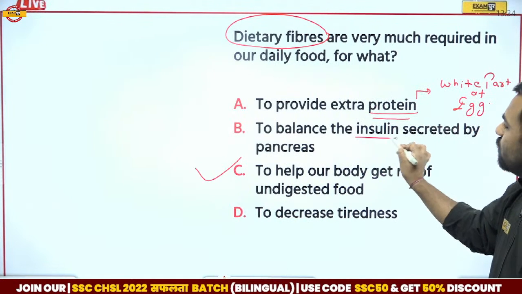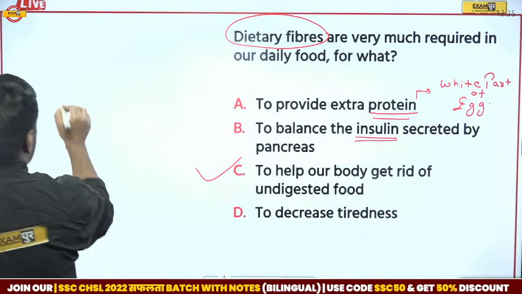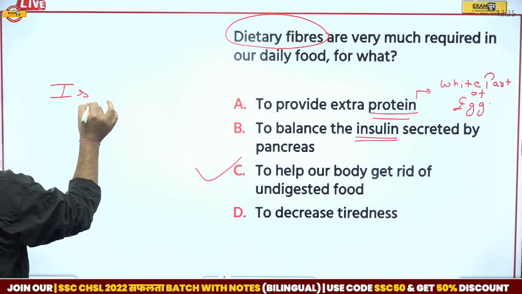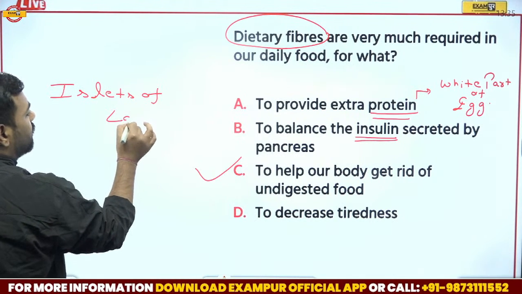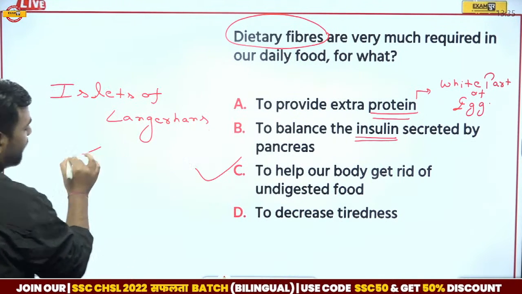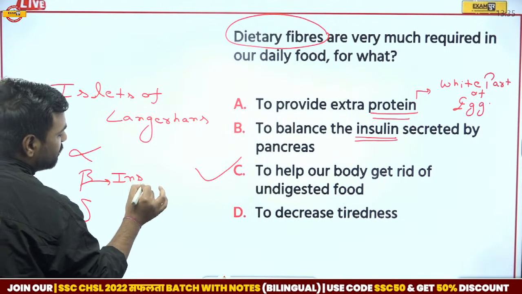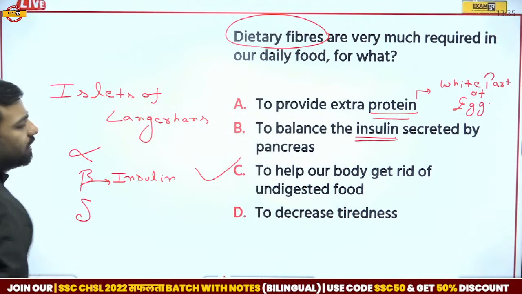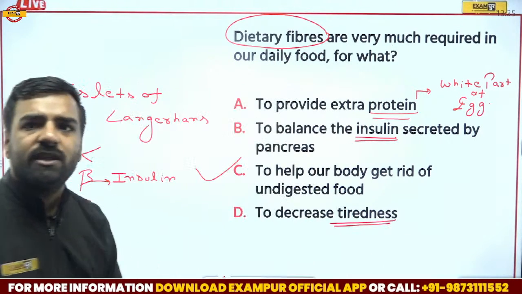If I talk about insulin, from where is this insulin secreted? This is also asked in the examination. So let me tell you, when we talk about the islets of Langerhans, in the islets of Langerhans we have alpha, beta, delta cells, where beta cells actually secrete insulin, right? So if I talk about tiredness, why does this tiredness actually come?